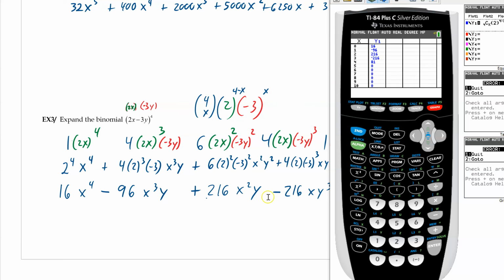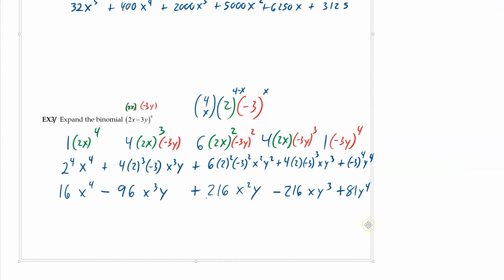So second table, and there you go. See, it's 16, negative 16, 216, negative 216, and 81. All of our coefficients perfectly. And there you go. That's our binomial expansion.